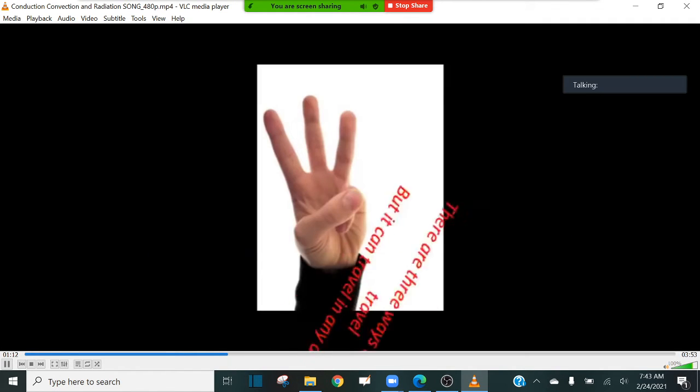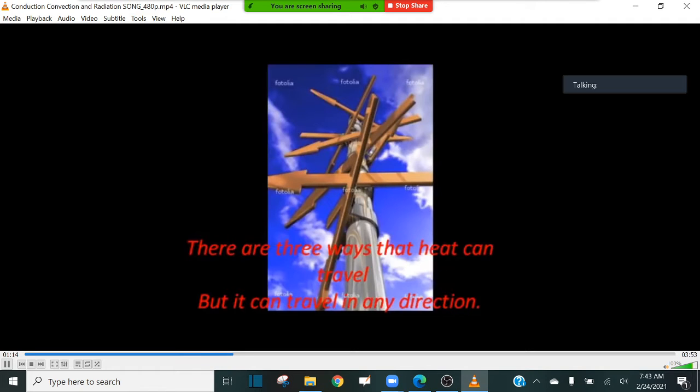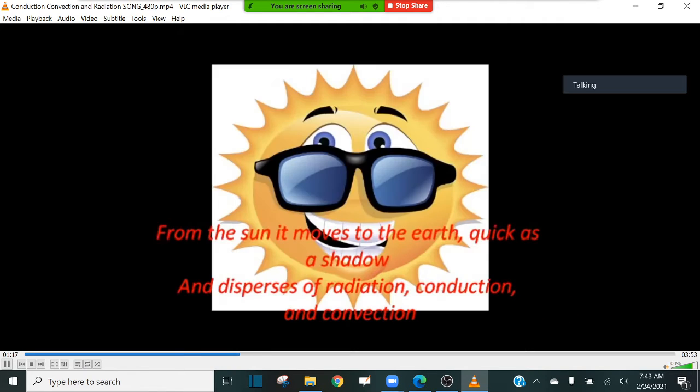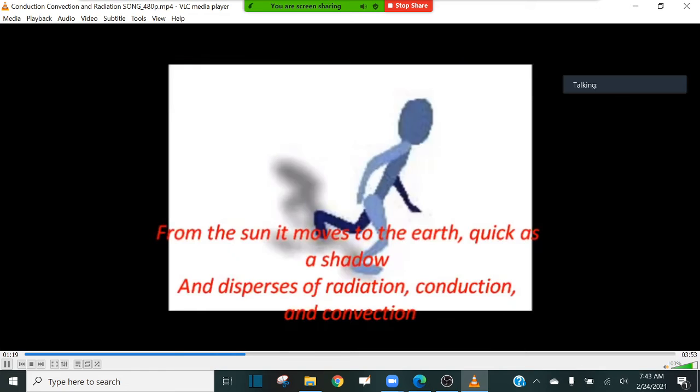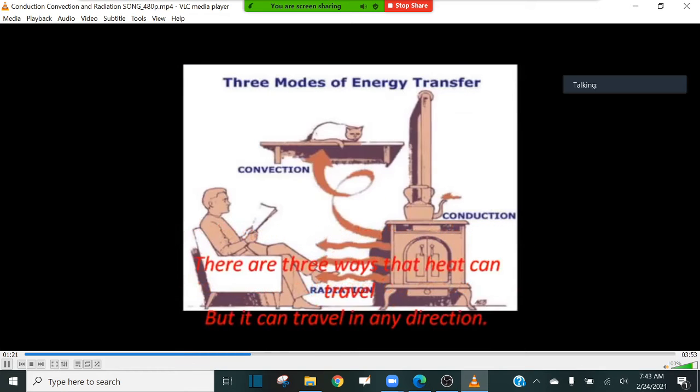So there are three ways that heat can travel, but it can travel in any direction. From the sun it moves to the earth quick as a shadow and disperses in radiation, conduction, and convection.